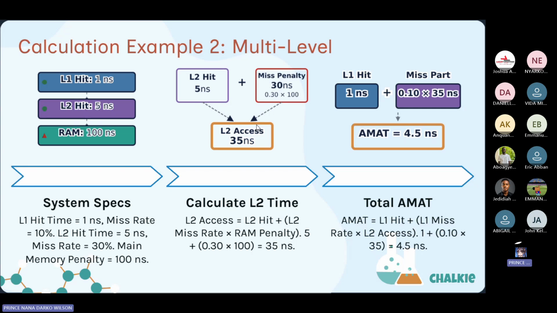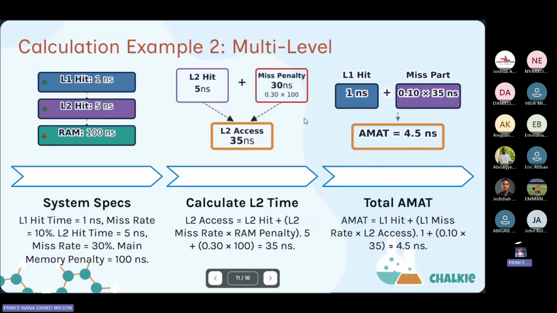However, if the access time for level 2 has not been given, you will compute that using the average memory access time, but this time solely for level 2. That will mean level 2 hit time plus a bracket of level 2 miss rate times the penalty from the storage that level 2 references, that is RAM.